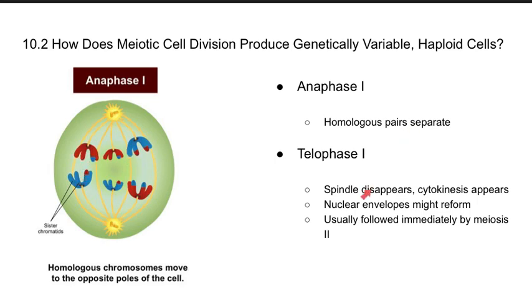And then in telophase 1, the spindle fibers disappear, cytokinesis starts to happen, and you get the formation of 2 new cells. The nuclear envelopes might reform, however, usually they don't because, and this is another good future question, at the end of telophase 1, these cells are going to go straight into meiosis 2 and do this process over again. So they don't wait around usually. They usually go right on to meiosis 2.